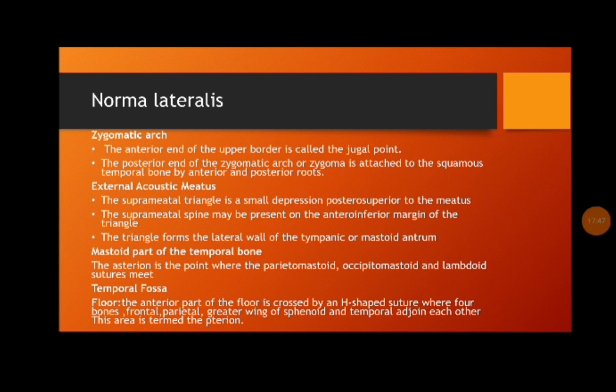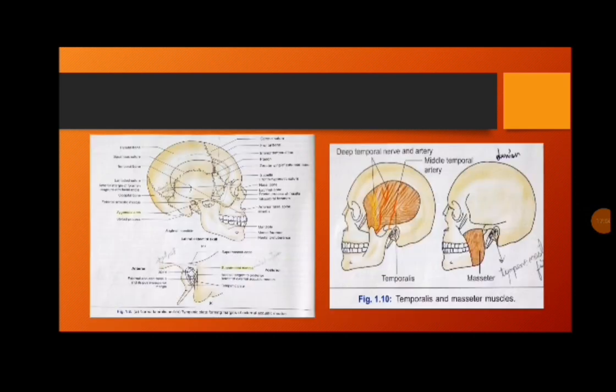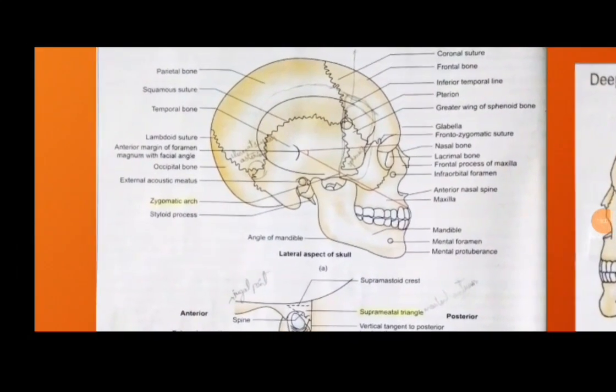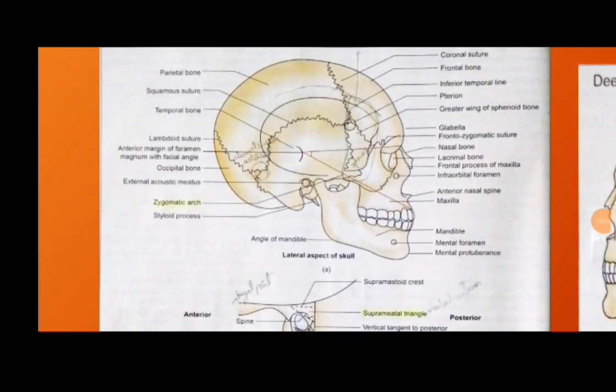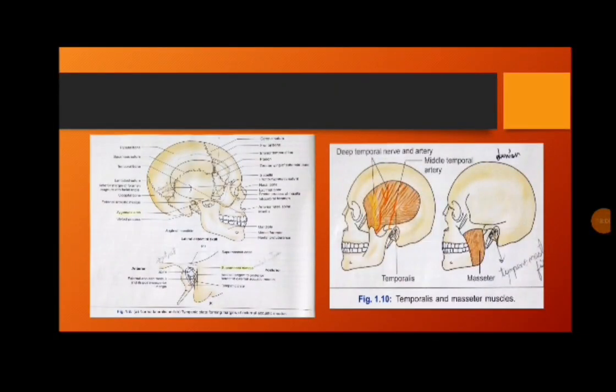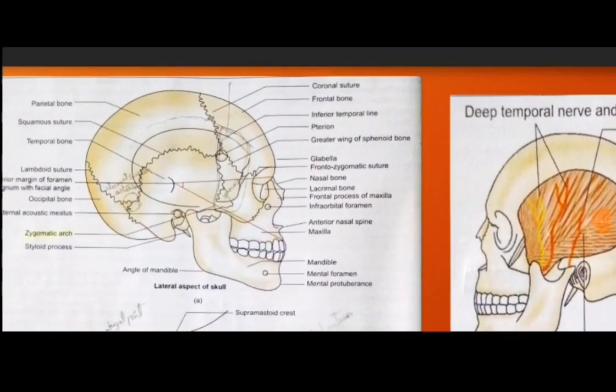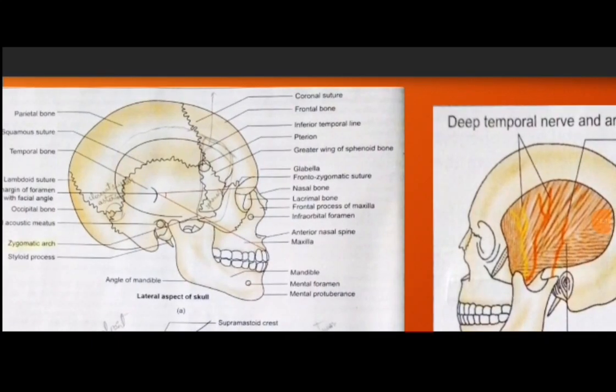Okay, mastoid part of the temporal bone. Asterion is the point where the parieto-mastoid, occipito-mastoid and lambdoid sutures meet. You can see here I have written asterion in pencil, where all the bones are meeting, parieto-mastoid, occipito-mastoid and lambdoid sutures. That is called asterion. And other than that there is pterion. Pterion is the point where temporal, frontal and parietal bones meet.